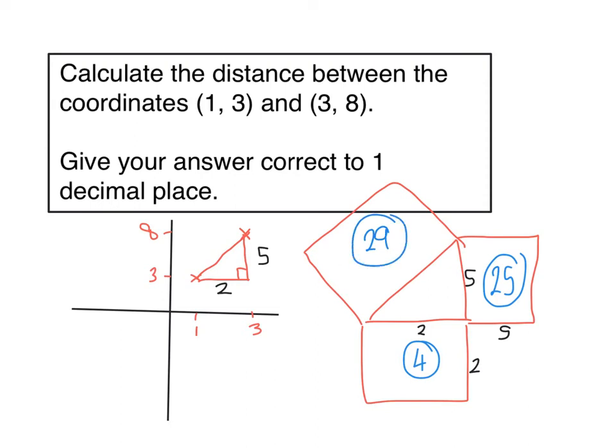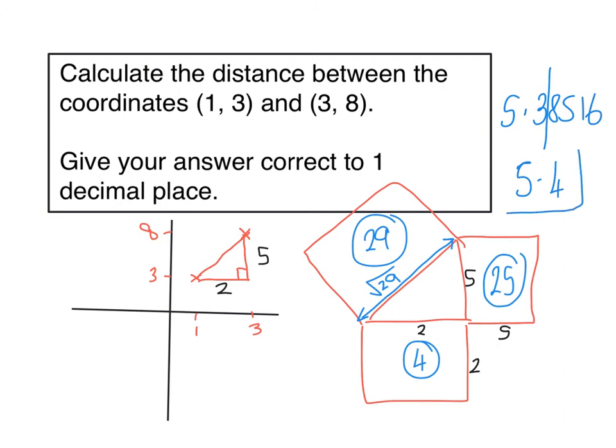And if I wanted to find just the length of this edge of the triangle, then I need to do the square root of 29 and pop that on my calculator. And if I put that on my calculator, I get 5.38516, and it wants it to one decimal place. So that's going to be 5.4 rounded. And it's a distance, though it doesn't say whether that's centimetres or anything, so I'll just leave it as 5.4.